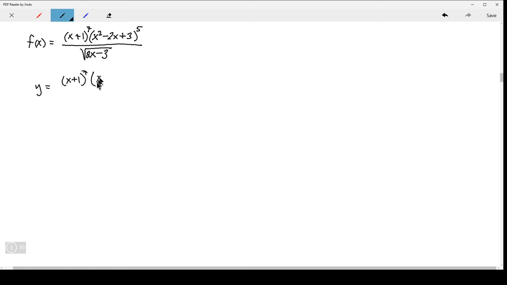What is this? x squared minus 2x plus 3 to the fifth. And I guess it's good because in this case, I want to rewrite this with a numeric exponent, so I can do that here. 2x minus 3 to the 1/2. Okay, so I write the y instead of the f of x, and then I take the log on both sides. So on the left, I'm going to say ln of y, and on the right, I'm going to say ln of this whole mess here.